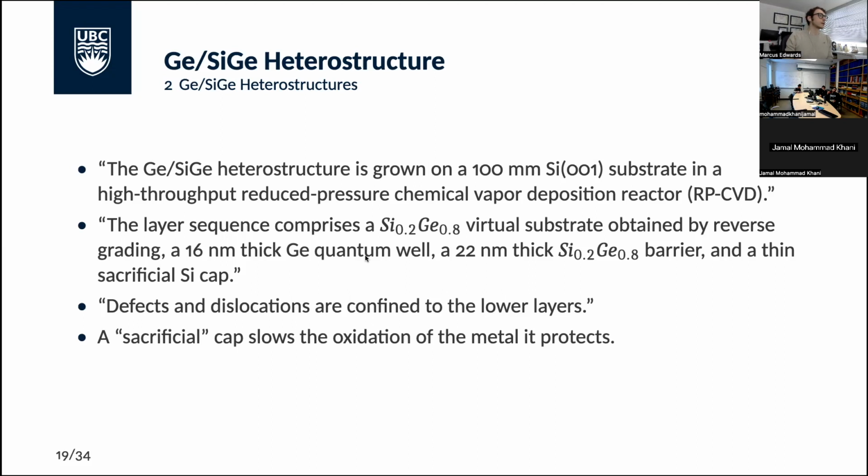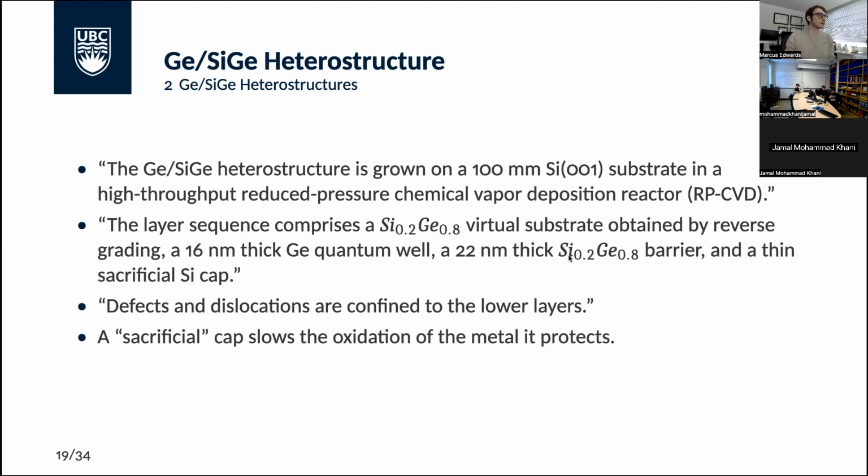reverse grading, a 16 nanometer thick germanium quantum well, a 22 nanometer thick SiGe barrier, and a thin sacrificial Si cap. A sacrificial Si cap is a thin layer of material at the top of your device where it would interact with the atmosphere or the air. It's there to be sacrificial so that the material underneath doesn't degrade or oxidize as quickly. So they're allowing this sacrificial Si cap to interact with the atmosphere in place of the rest of the material stack, which is more important to them.